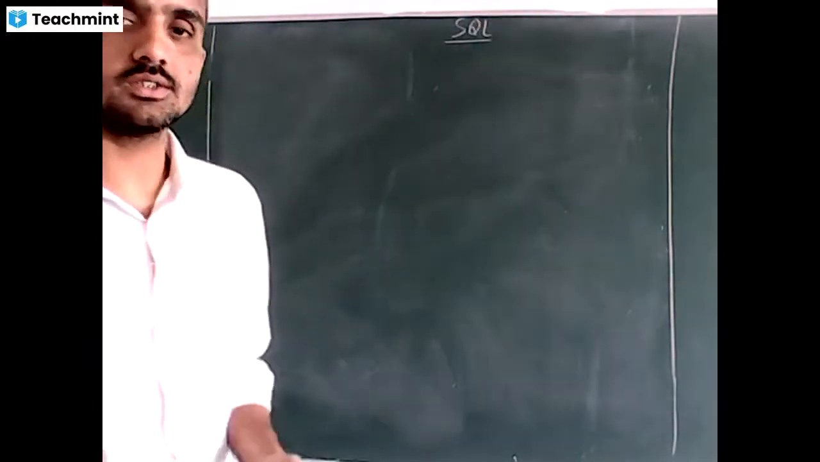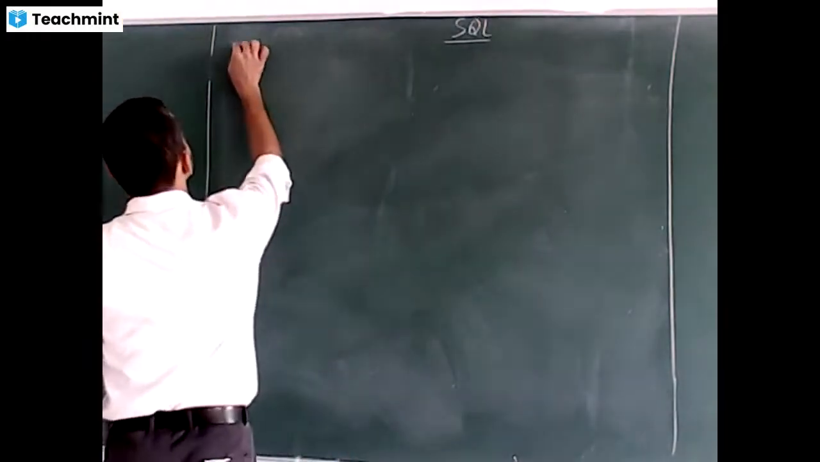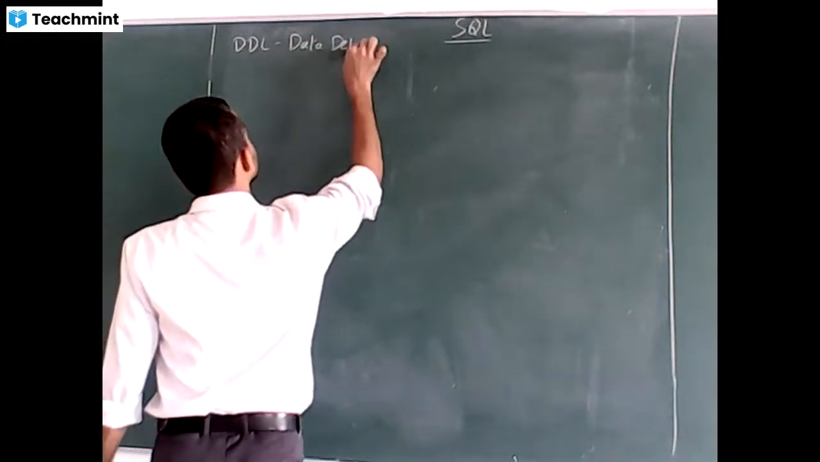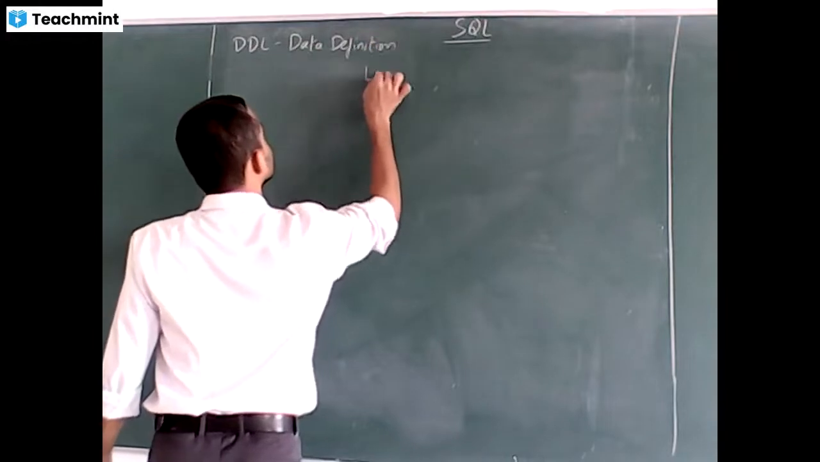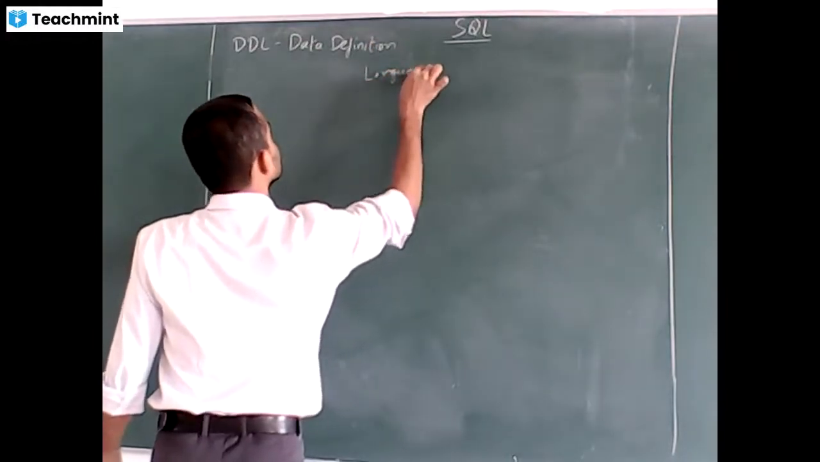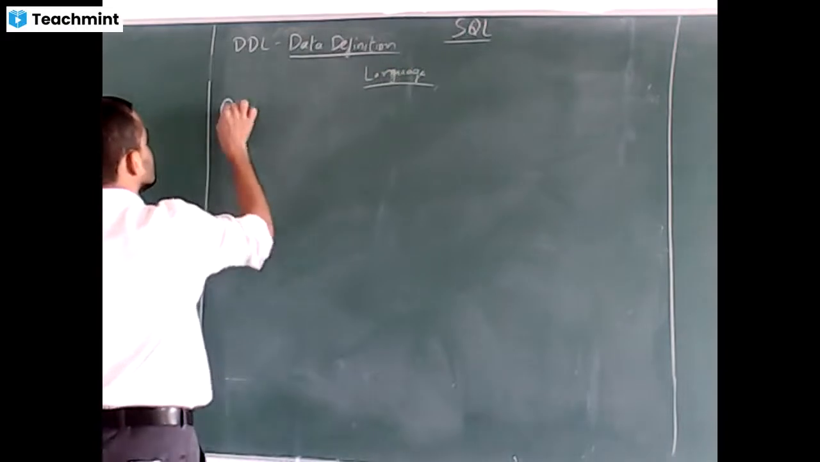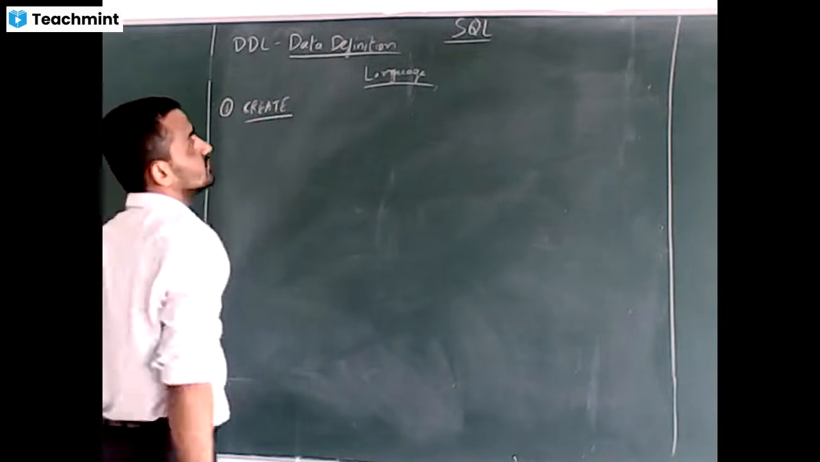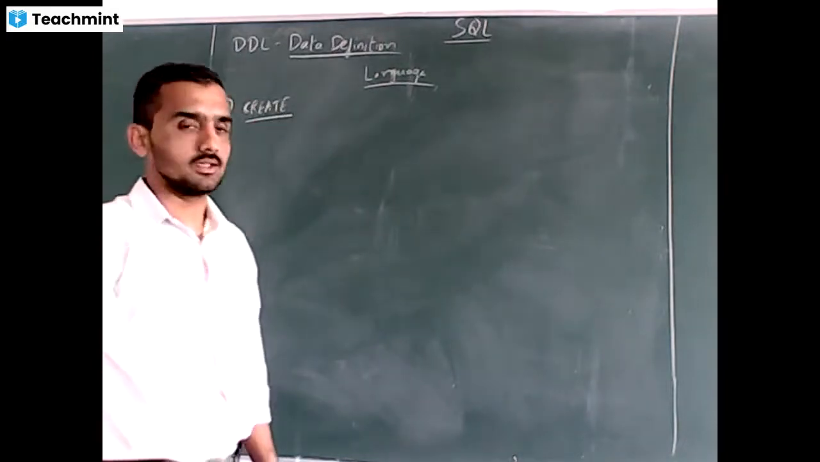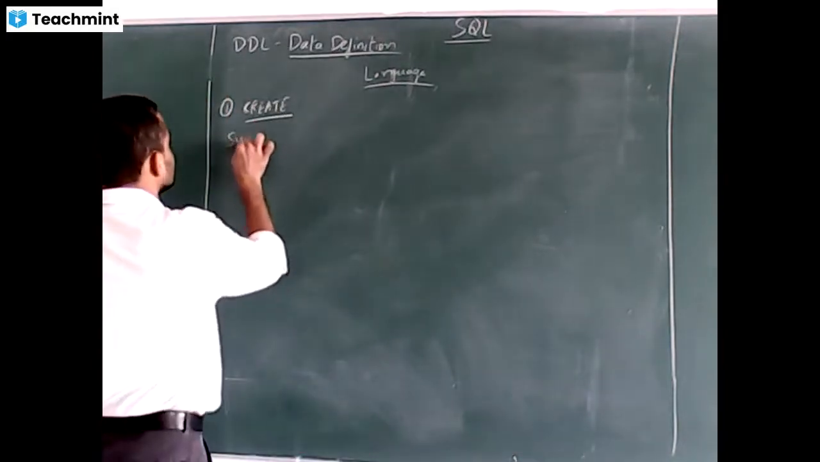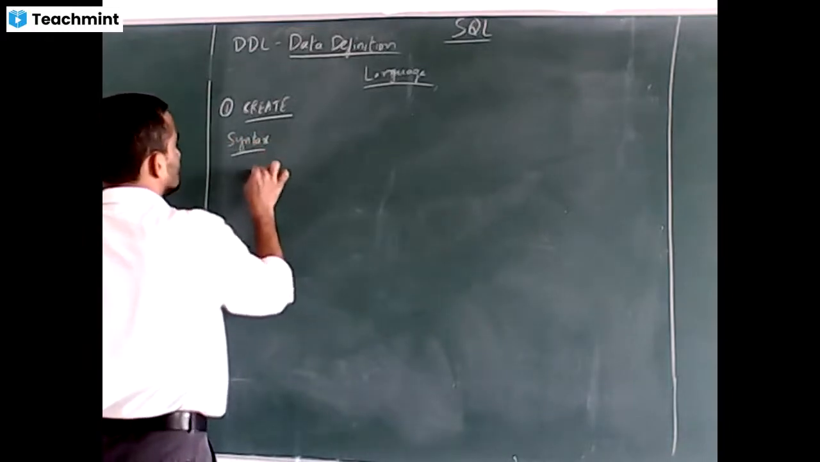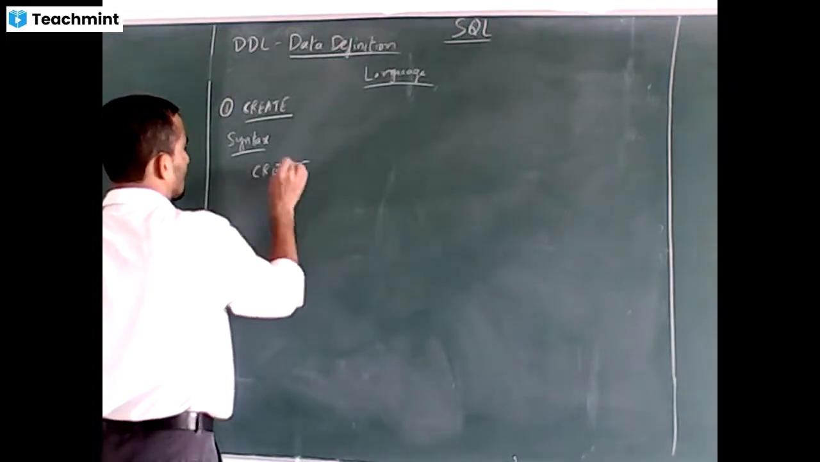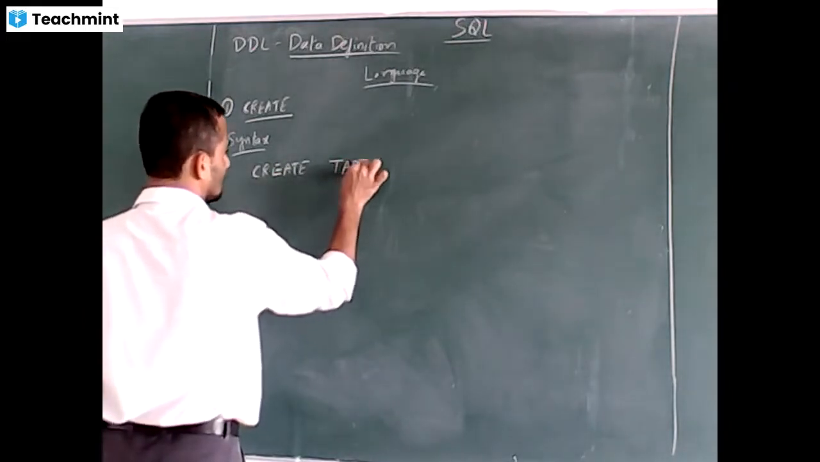Okay, so now we will discuss the commands one by one. That is DDL, data definition language. The first command is the create command, or create SQL query. For this the syntax is: create, which is a keyword, then table, which is also a keyword.